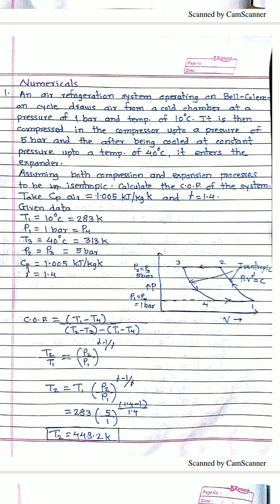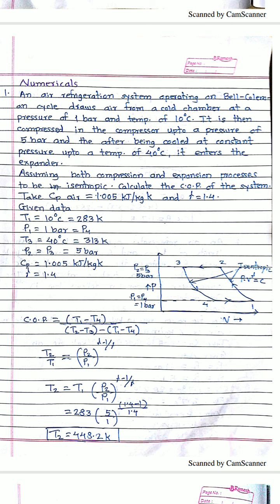Now first we will draw the PV diagram as shown in this figure. 1 to 2 isentropic compression process, 2 to 3 constant pressure heat rejection process, 3 to 4 isentropic expansion process, and 4 to 1 constant pressure heat addition process. So here the lower pressure limit is given. It draws the air from the cold chamber.